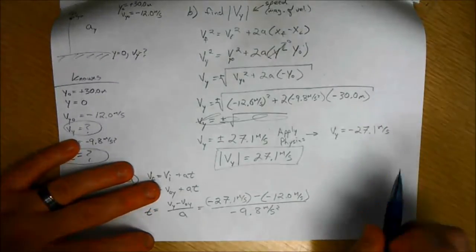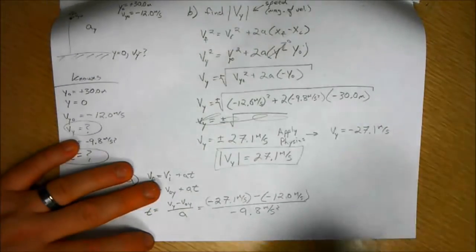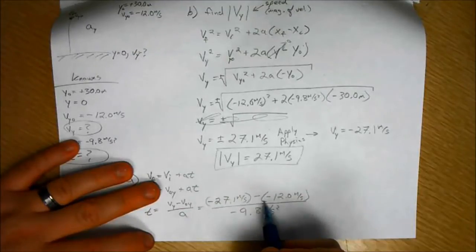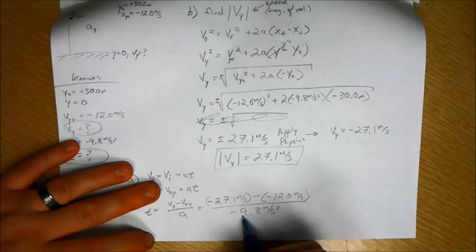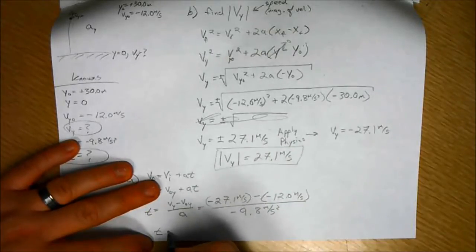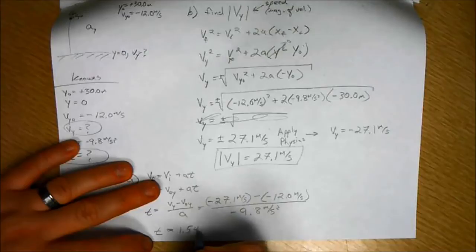It doesn't make sense to have a negative time, does it? So negative 27 plus 12, because negative times negative is plus, so that would be negative 15 over negative 9.8. So, okay, negative over negative, that equals a positive. T equals 1.54 seconds.